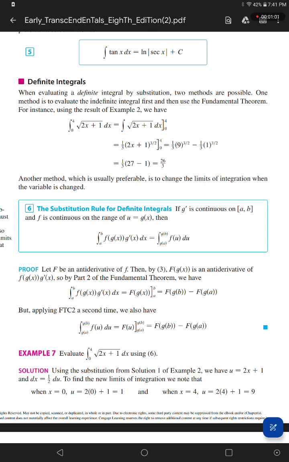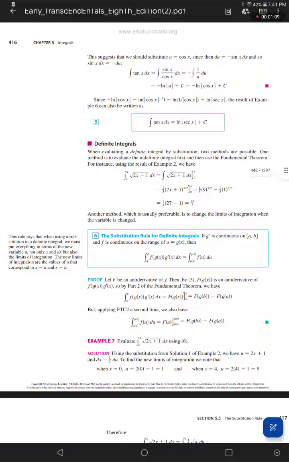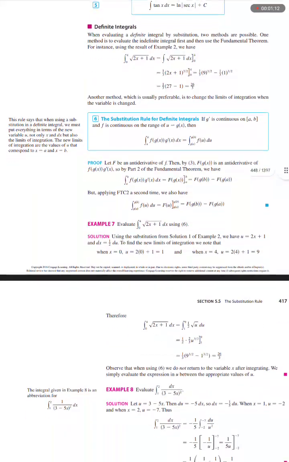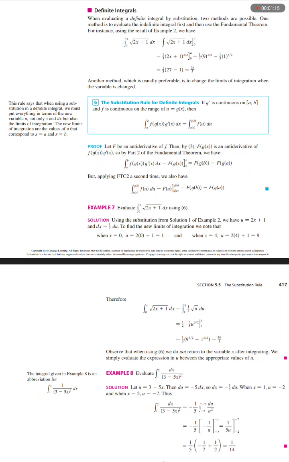Another method, which is usually preferable, is to change the limits of integration when the variable is changed. Referring to the Rule 6 sidebar, this rule says that when using a substitution in a definite integral, we must put everything in terms of the new variable u, not only x and dx, but also the limits of integration. The new limits of integration are the values of u that correspond to x equals a and x equals b.